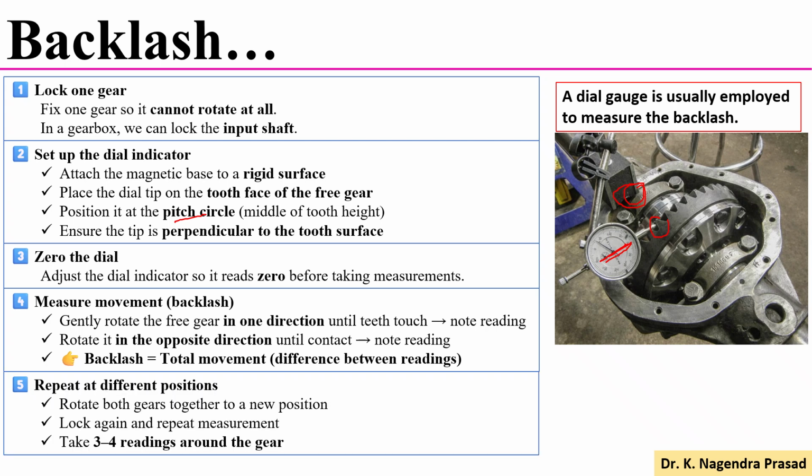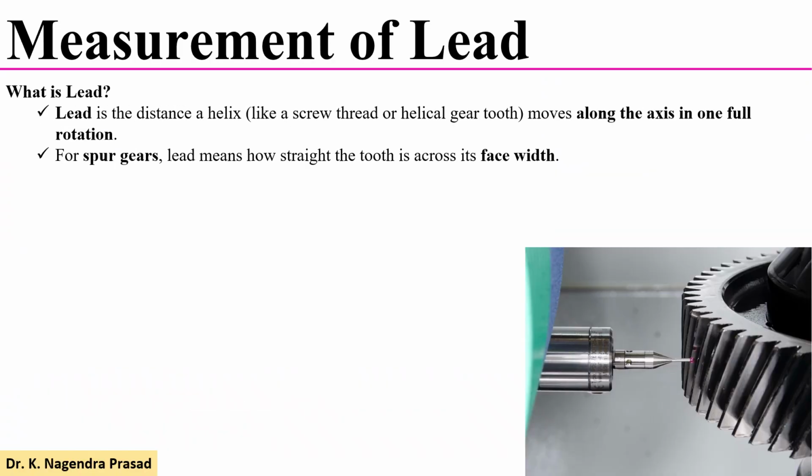The same procedure has to be repeated at different positions, which means rotate both gears together to a new position. Then lock again and repeat the measurement. In general, you have to take 3 to 4 readings around the gear. Next we will discuss the measurement of lead.